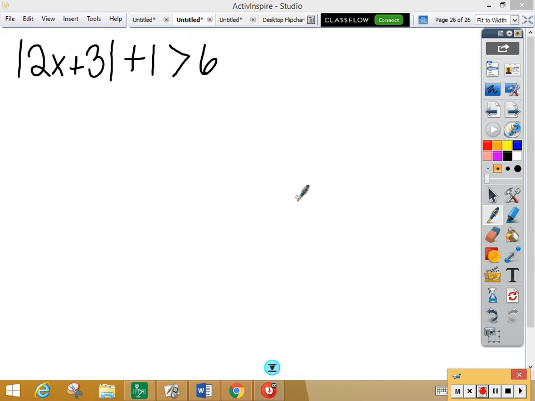So today we're going to solve an absolute value inequality, which is very similar to solving an absolute value equation. We're going to start by isolating the absolute value. The only thing that's keeping the absolute value from being by itself on one side of the inequality sign is this +1. So we need to get rid of that by doing inverse operations.